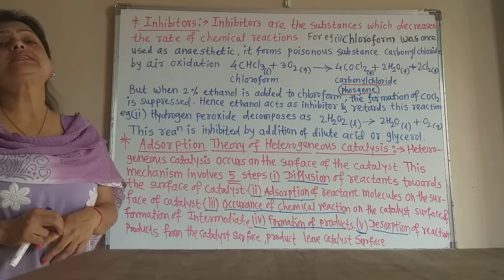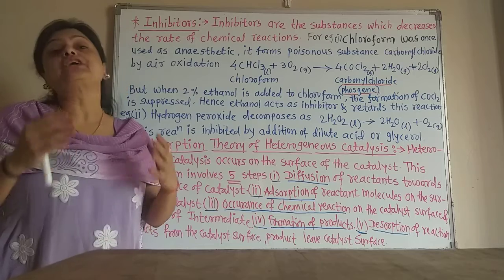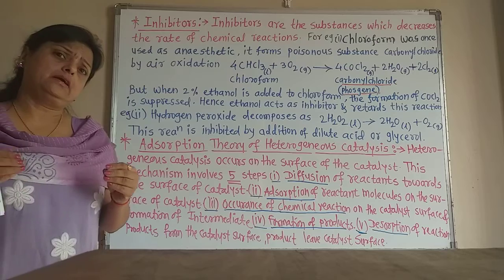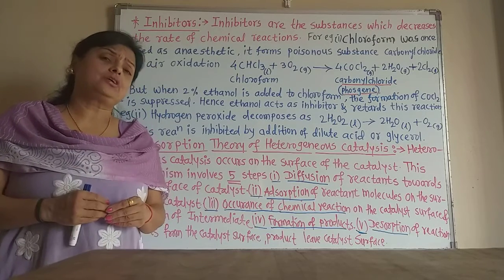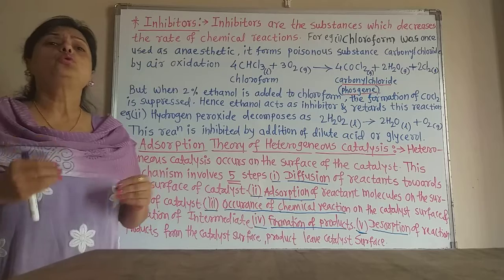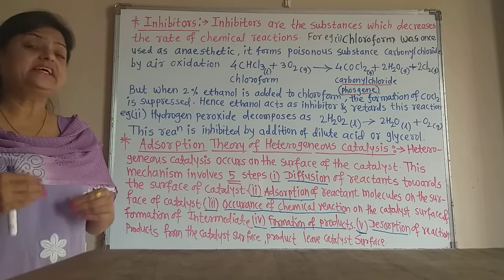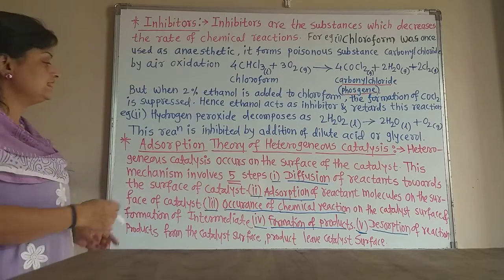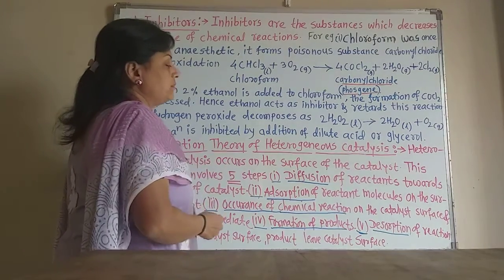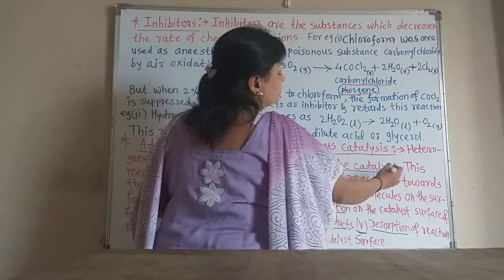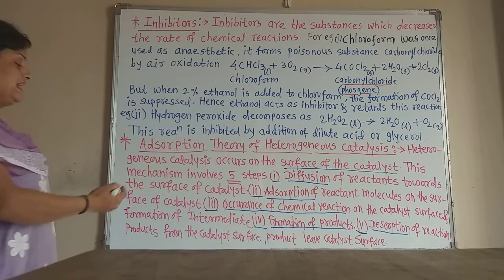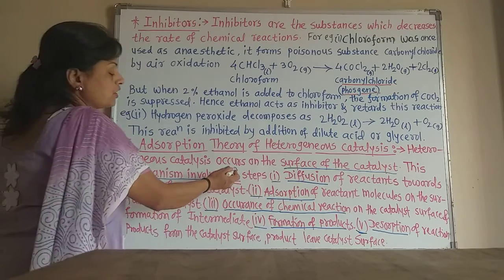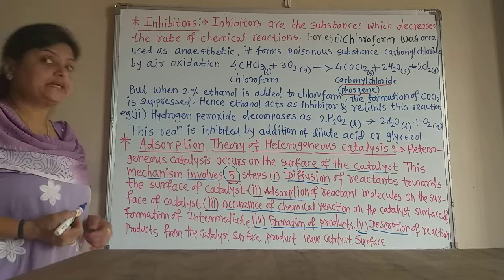Now, how does heterogeneous catalysis actually occur? We know that in heterogeneous catalysis, the catalyst always acts as a good adsorbent. That means the reaction takes place on the surface of the catalyst. So, heterogeneous catalysis occurs on the surface of the catalyst. This mechanism involves 5 main steps.